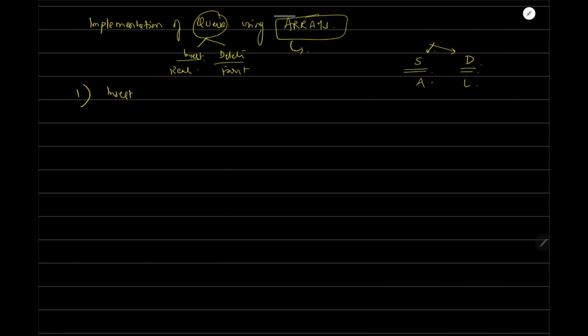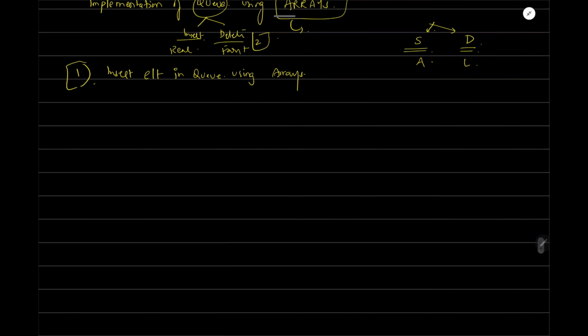We'll be inserting a node, or insert element, we'll say insert element in queue using arrays. This is the first program we'll talk about, and the second thing we'll talk about is deleting from the front end. So, insert element in the queue from rear using array.